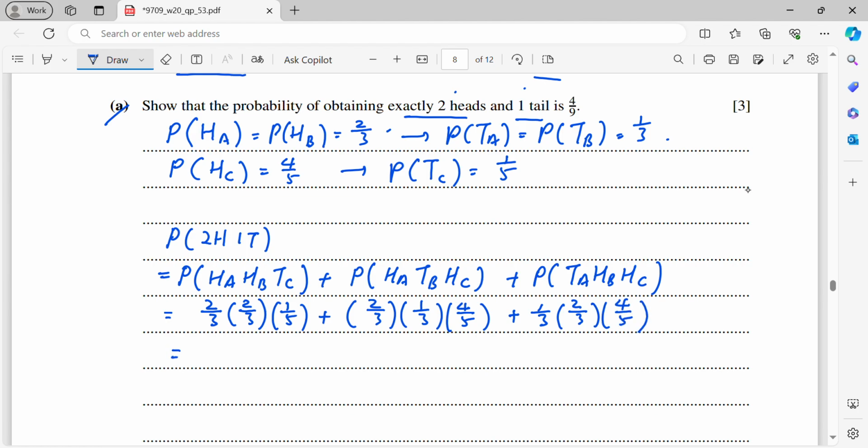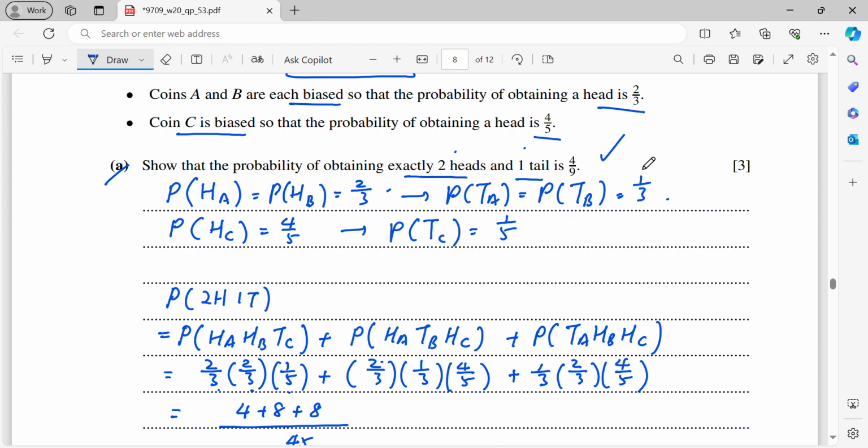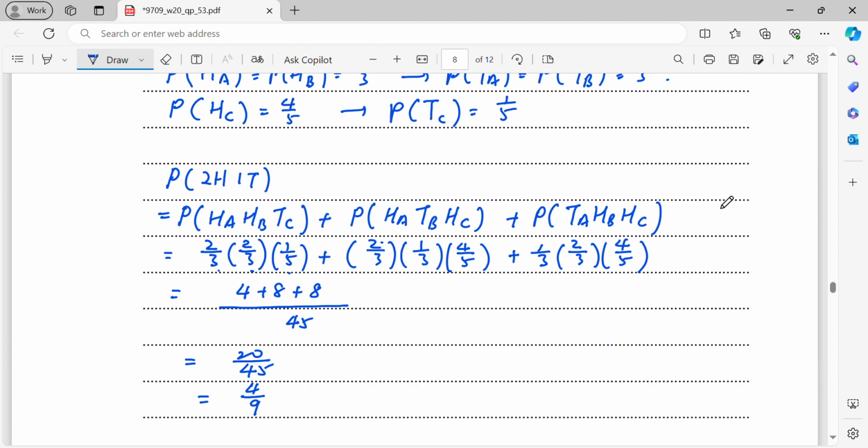Okay, so from here, I know the denominator 3 times 3 is 9, 9 times 5 is 45. So here over 45. So 2 times 2 is 4, and then 2 times 4 is 8, and 2 times 4 is 8. Therefore, this is 20 over 45. Now when you simplify, dividing by 5 for numerator and denominator, that will be 4 over 9. Okay, so we have shown the probability is 4 over 9.